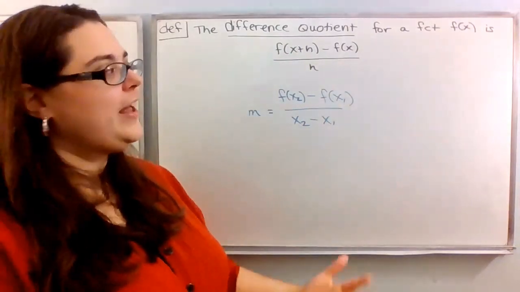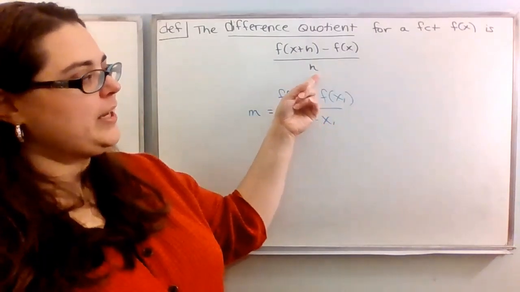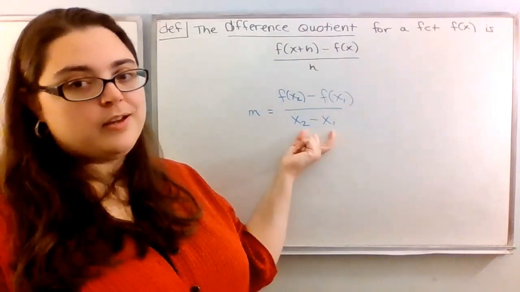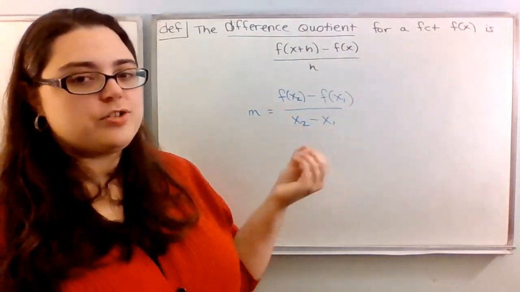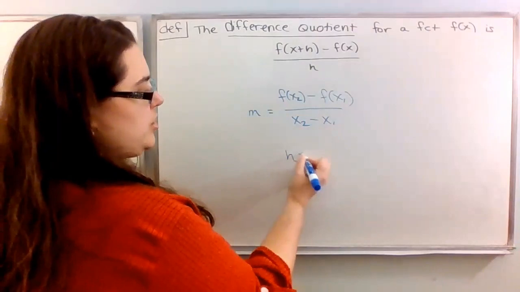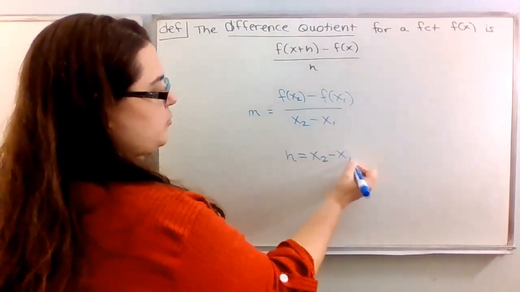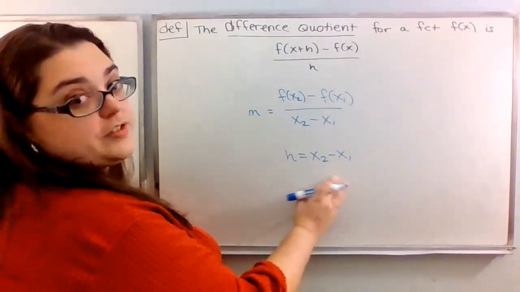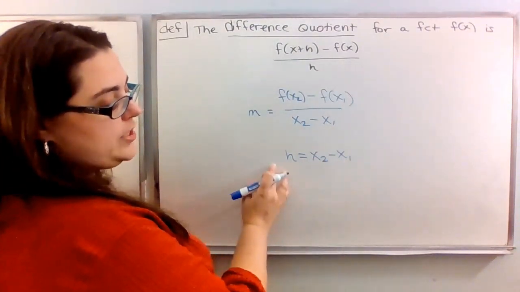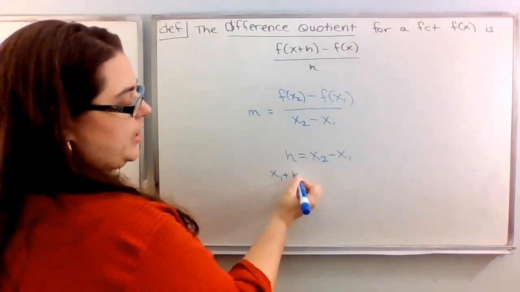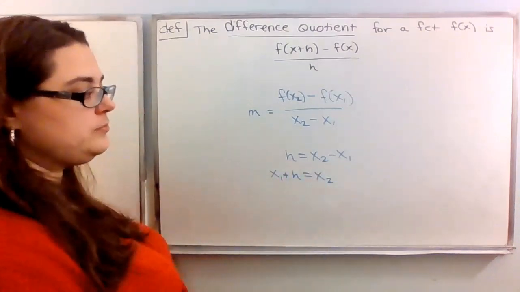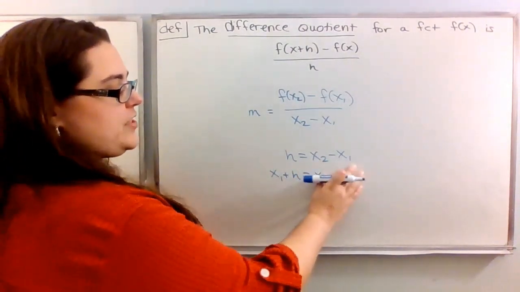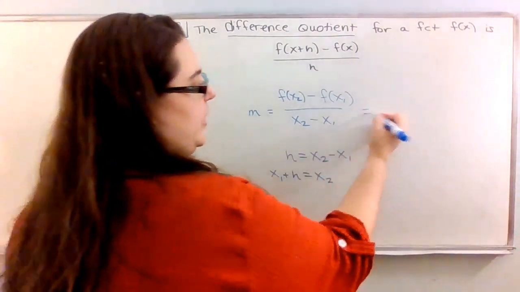Now, where this h comes from is that h is a shorthand way of saying the difference between x2 and x1. So we're going to use h to represent this change. So h is going to be x2 minus x1. I'm going to solve this for x2 and bring x1 over to the other side. So I have x1 plus h is x2. The method to this madness here: instead of this x2 minus x1, I can write that as an h.